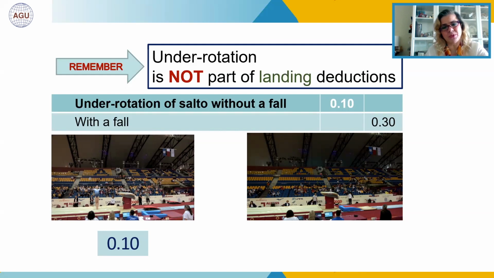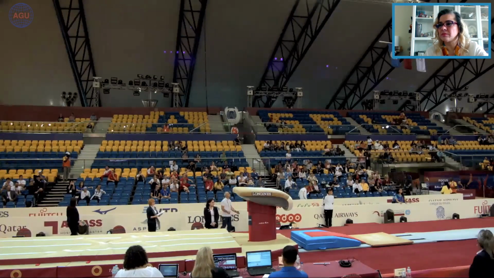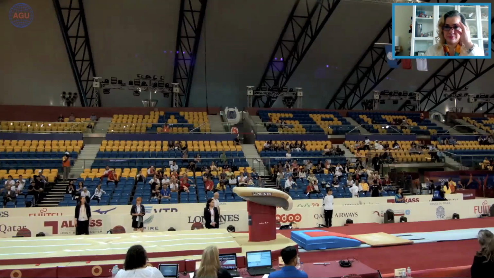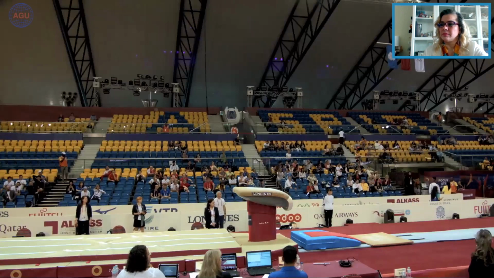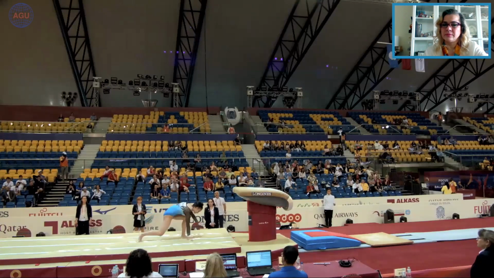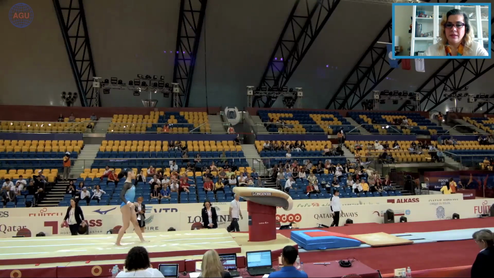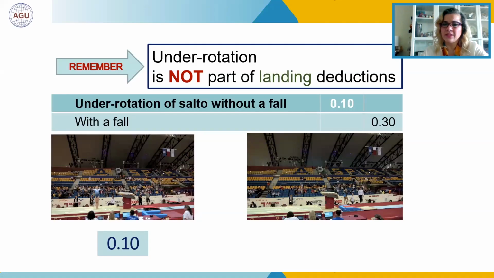Let's see the second example. Okay. Here, unfortunately, you could see the gymnast had under rotation, not a completed salto, and that's why she had to bow forward and even fall. So we give the deduction of 0.3 for under rotation with a fall.